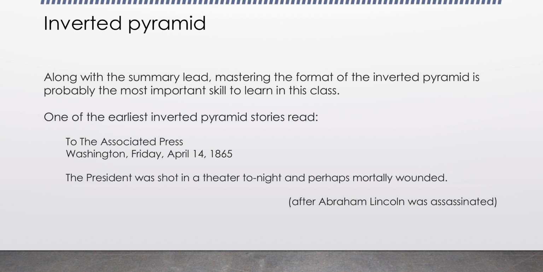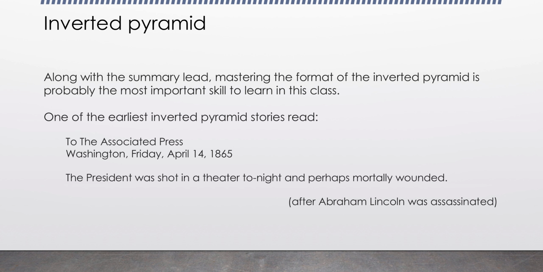on the job. One of the earliest inverted pyramid stories comes from the assassination of Abraham Lincoln, where, again, the most important information was stated fast, right away, the first thing, and in this particular case, the only thing, right? The president was shot in the theater tonight and perhaps mortally wounded. This is 1865, concise to the point, and the most important, again, comes first.